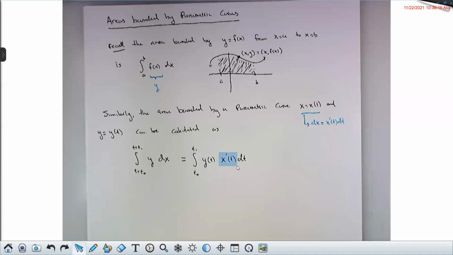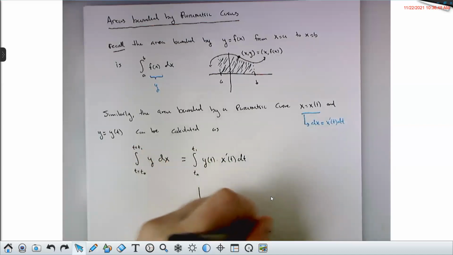Remember, x prime, or dx/dt, tells you how fast you're moving left or right along that curve. So x prime of t dt is a tiny little horizontal width, and y of t is your height. You can set this up with Riemann sums, but I don't think anybody wants to do that. Here, t0 and t1 are the t values that give you the points you're trying to integrate between.